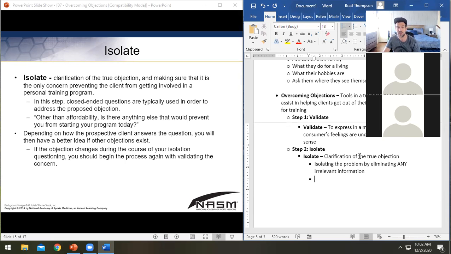So depending on how they answer, you'll have a better idea of any other objections that might exist, right? So if they say something else when you're trying to isolate that problem, you want to begin the process again and validate that concern as well. It's like, well, I think it's the price, and then I'm also worried that I'm not going to have enough time. It's like, okay, great.